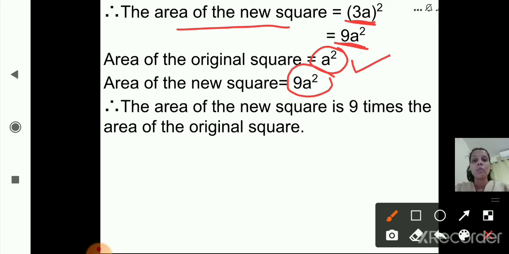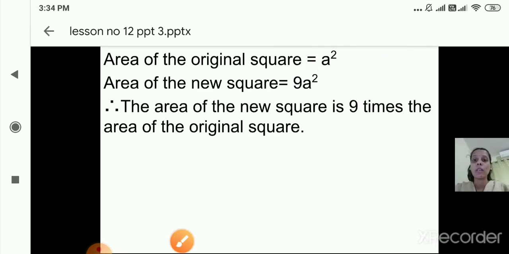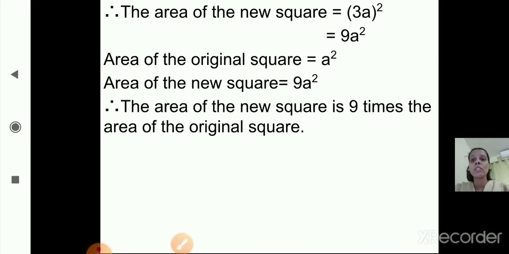Okay, hope you are clear with this sum. So here we have completed practice set 45. I hope you are clear with all the questions. So which two formulas have we seen today? Area of square and area of rectangle. What is the formula to find out the area of a square? Area of square is equal to side square, or you can write it as side multiplied by side. And what is the formula to find out the area of a rectangle? Area of rectangle is equal to length multiplied by breadth, or you can write it as L into B. L means length and B means breadth.